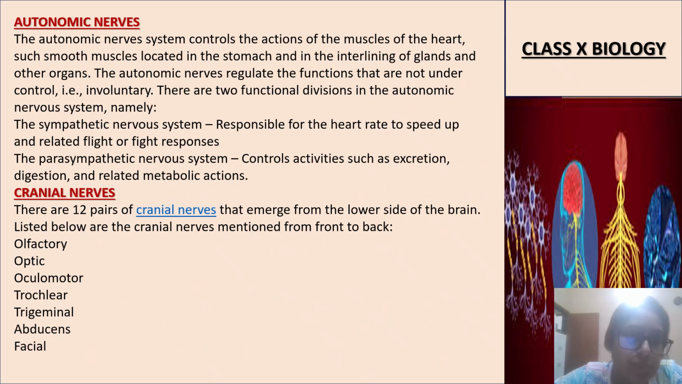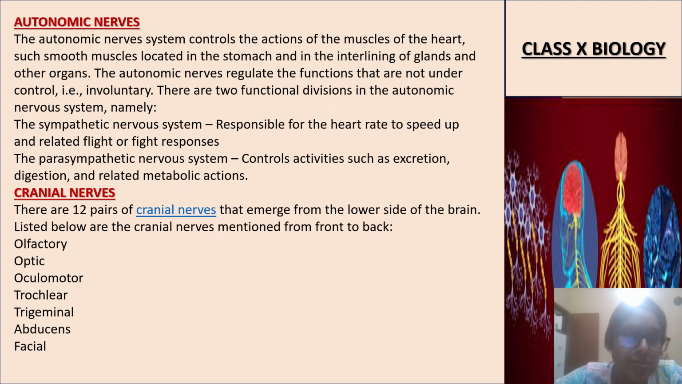Next, autonomic nerves. The autonomic nervous system controls the action of the muscles of the heart, smooth muscle located in the stomach and in the lining of glands and other organs. The autonomic nerves regulate the functions that are not under control, that is involuntary. There are two functional divisions of the autonomic nervous system, namely the sympathetic nervous system that is responsible for the heart rate speeding up and related fight or flight responses, and the parasympathetic nervous system that controls activities such as excretion, digestion, and related metabolic actions.